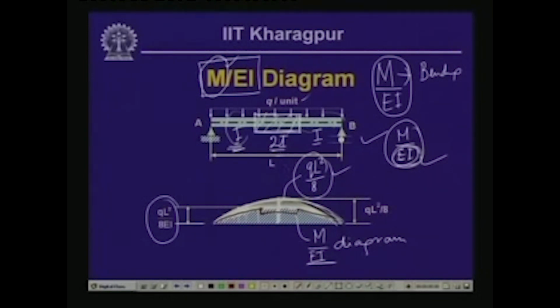So, depending on the value of the moment of inertia and consequently the flexural rigidity EI, the M by EI diagram will change. This particular diagram we call the M by EI diagram, and we will make use of this M by EI diagram while discussing the moment area method for evaluating the slopes and deflection of beams, as we will go along in a few minutes.